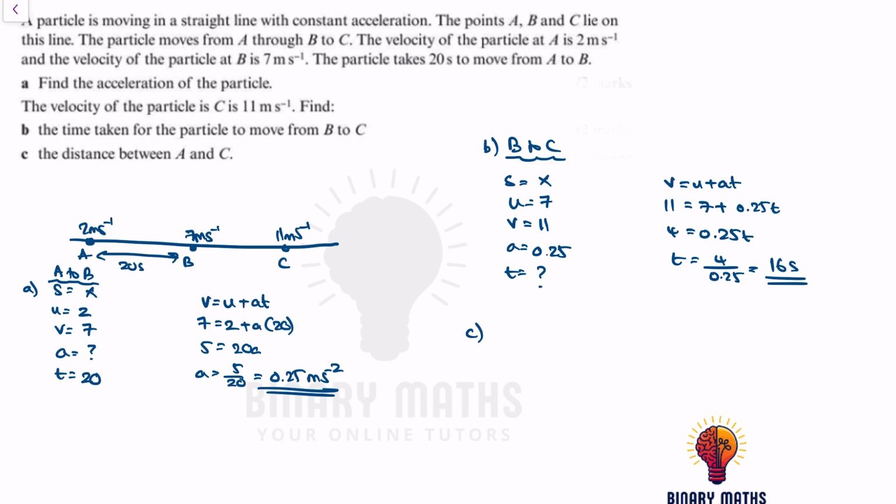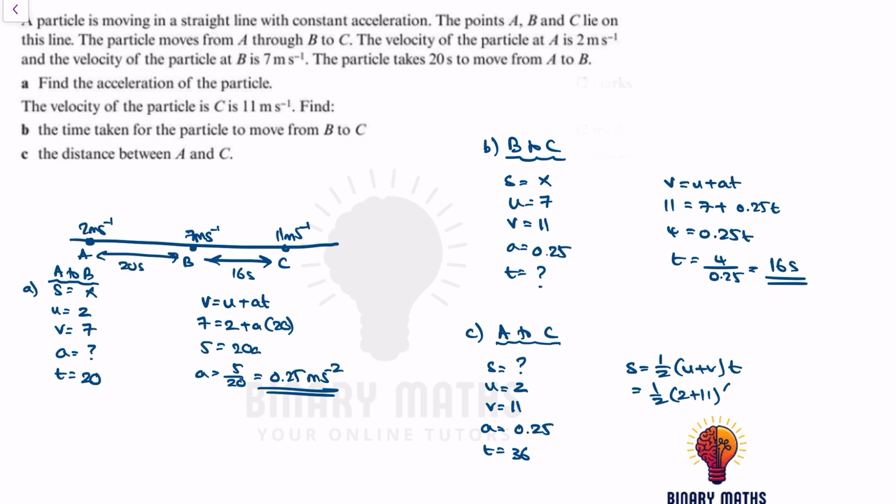C, the distance from A to C. So S, U, V, A, and T. We're trying to find the distance. We know the initial speed is 2, the final speed is 11, the acceleration is 0.25. Because we worked out B to C takes 16 seconds, that's overall 36 seconds. Then if we want to find displacement, or distance in this case, it's half of U plus V times T, which is half of 2 plus 11 times 36, which is equal to 234 meters.